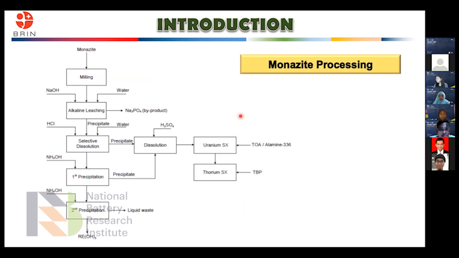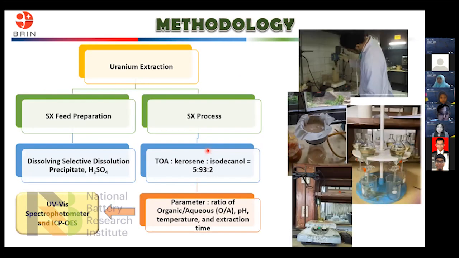So the research is focused in this part: the precipitate from selective dissolution is dissolved with sulfuric acid as a feed for uranium solvent extraction. Research on separation of uranium from monazite with solvent extraction was conducted through two stages of activities, namely solvent extraction feed preparation and the solvent extraction process.